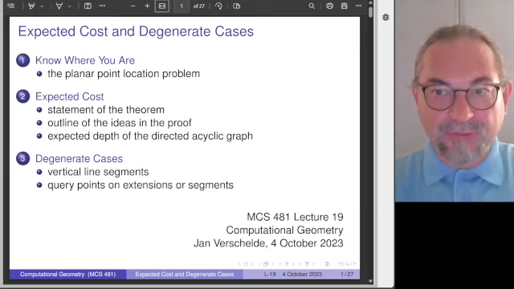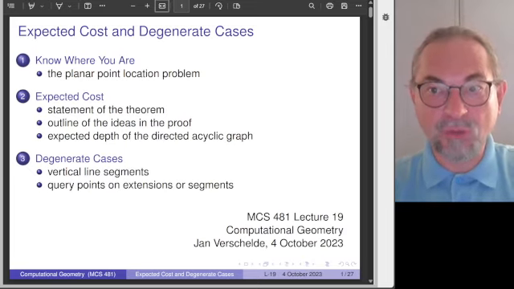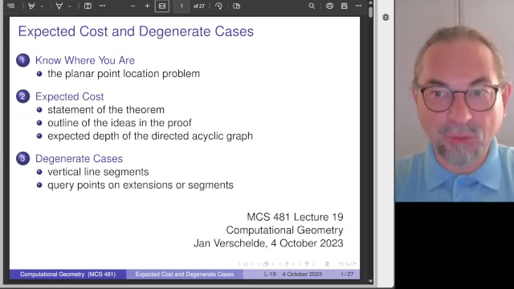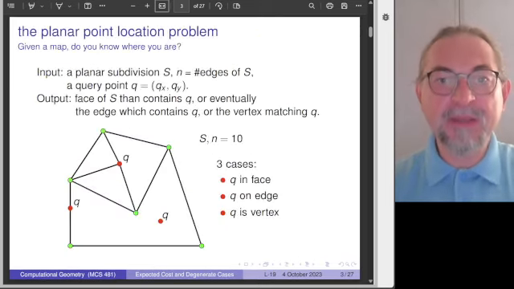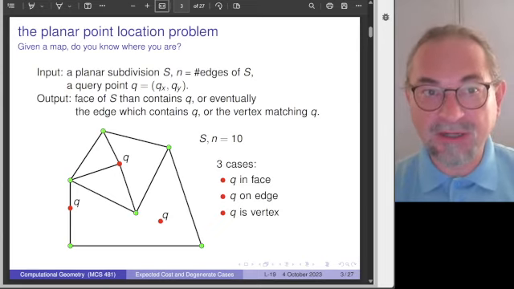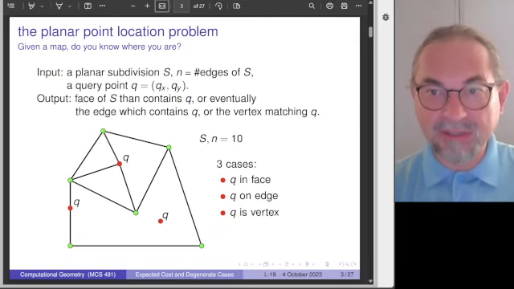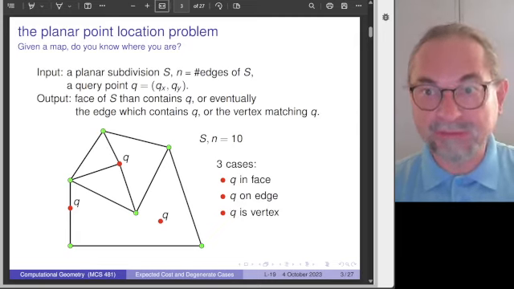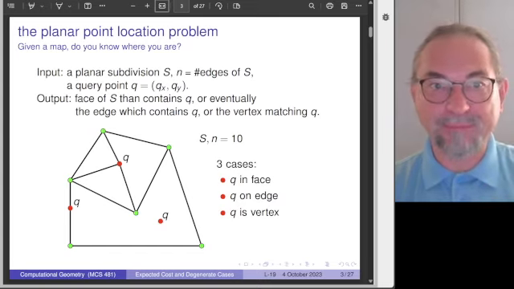In order for the exposition to be somehow less complicated, we had to make some assumptions. So the second goal of this lecture is to indicate how we can remove those assumptions and how we can deal with so-called degenerate cases. Okay, what's our problem? Well, we have coordinates of a point and we have a map. Can we situate the point defined by those coordinates? Can we situate that point on the map?